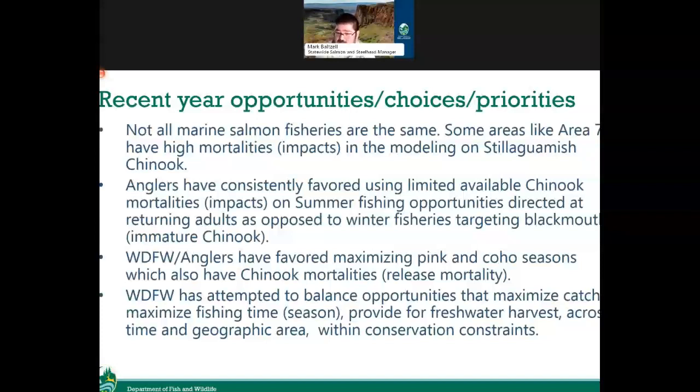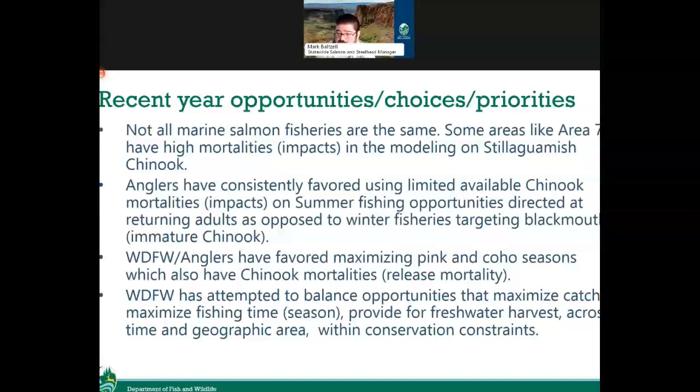Some areas like Area 7 have really high mortalities in the model on Stillaguamish. In both the winter time period and the summer time period, those are really expensive fisheries in terms of impacts on Stillaguamish, our most limiting stock. That is something that we take into consideration when we're trying to plan these fisheries in the preseason.